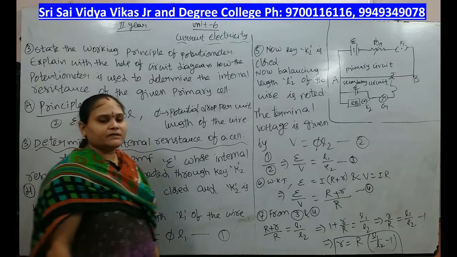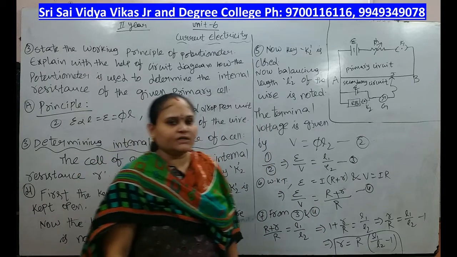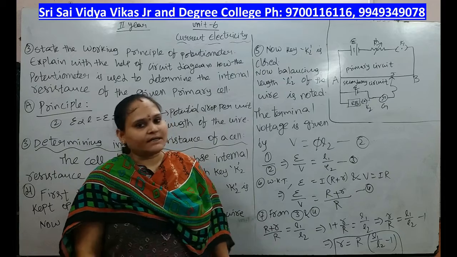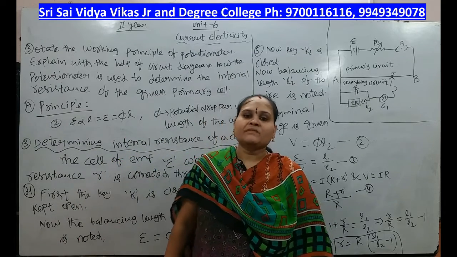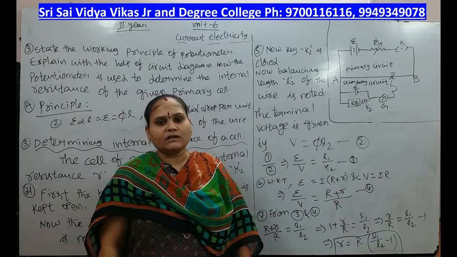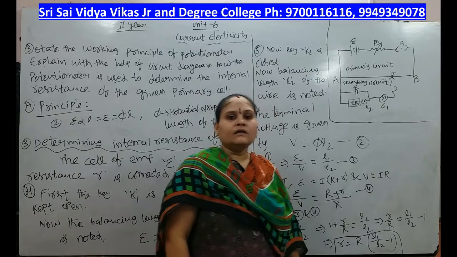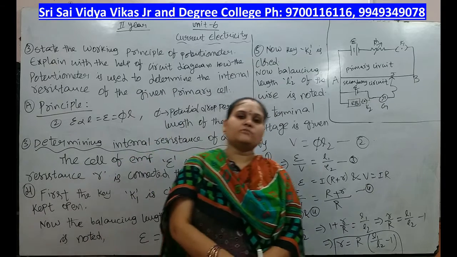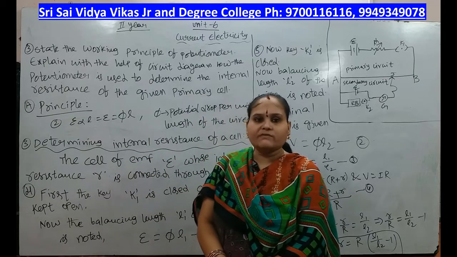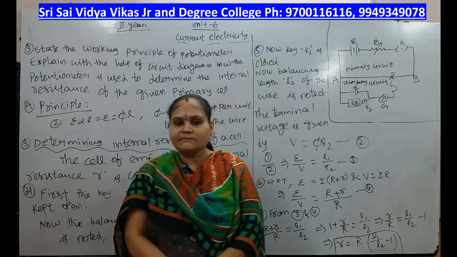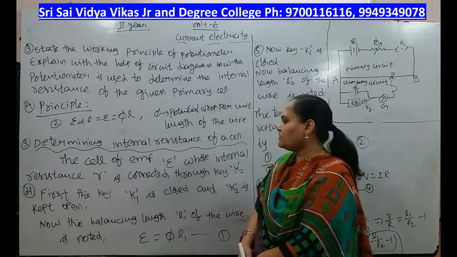Once more I will repeat it. First we write the principle of the potentiometer and the resistance using the circuit diagram. First we draw the diagram, the primary circuit and the secondary circuit. The primary circuit has a rheostat, key K1 and epsilon. The secondary circuit consists of epsilon, key K2, a resistance box and a galvanometer. The galvanometer is used to detect the current. The principle of the potentiometer says that the potential difference between any two points is proportional to the length of the wire. That is, epsilon is proportional to L, which implies epsilon equal to phi L. Phi is the potential drop per unit length of the wire.